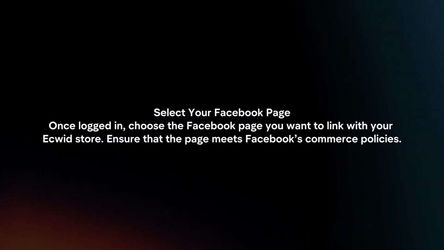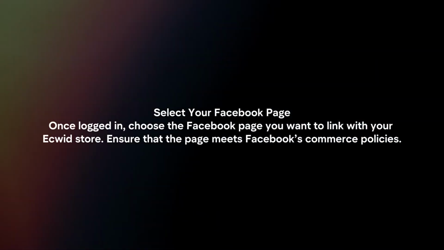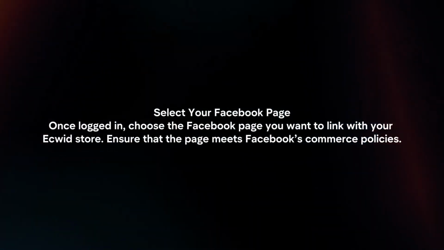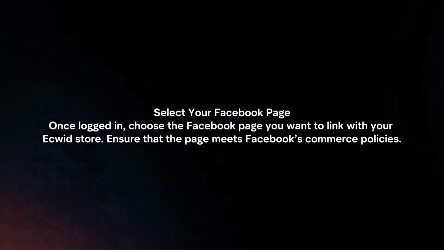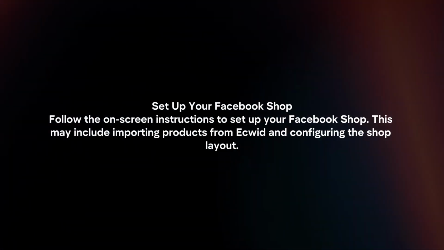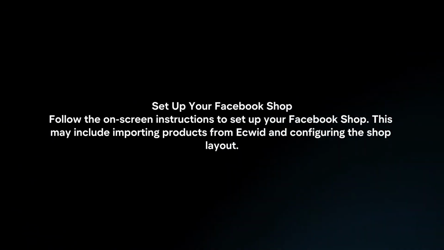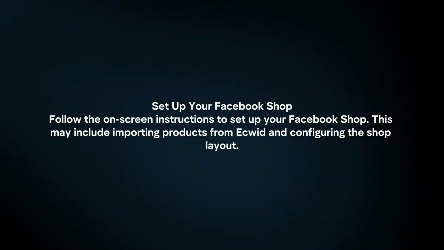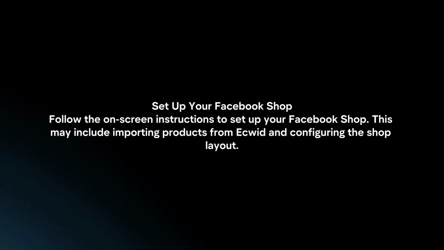Select your Facebook page. Once logged in, choose the Facebook page you want to link with your Ecwid store. Ensure that the page meets Facebook's commerce policies. Set up your Facebook shop. Follow the on-screen instructions to set up your Facebook shop. This may include importing products from Ecwid and configuring the shop layout.